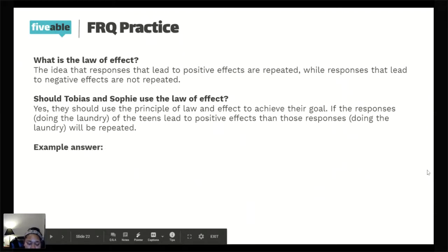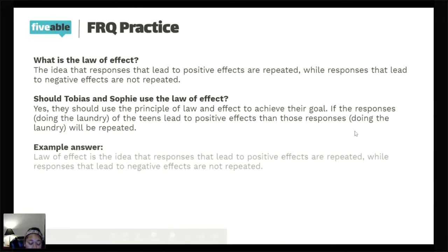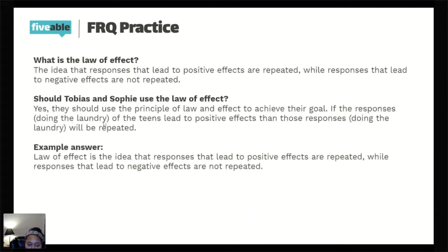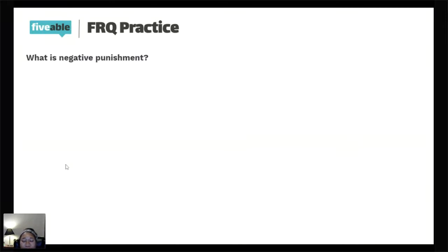Once again, an example answer would be: law of effect is the idea that responses that lead to positive effects are repeated, while responses that lead to negative effects are not repeated. So therefore, yes, they should use the principle of law of effect to achieve their goal. If the responses, doing the laundry, of the teens lead to positive effects, then those responses will be repeated. All right, so what is negative punishment? Back again, we had the operant conditioning slide, so we defined all of these. So what is negative punishment?